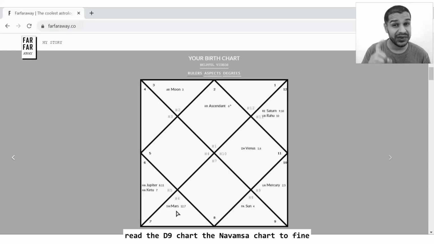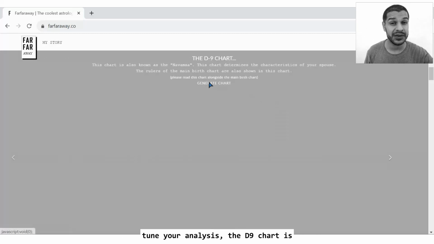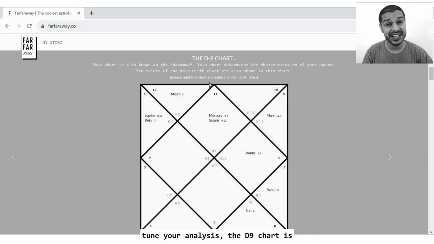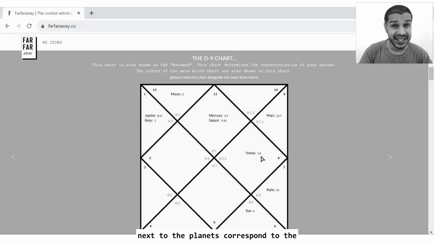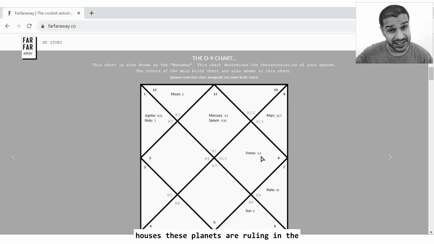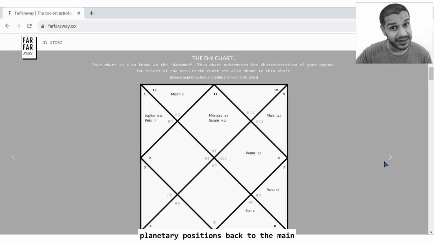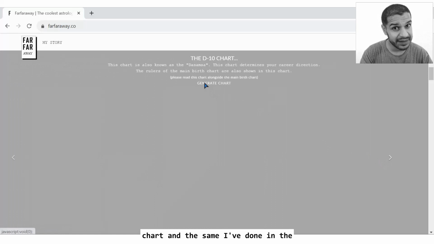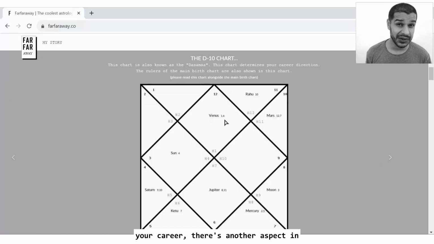You must read the D9 chart, the Navamsha chart, to fine-tune your analysis. The D9 chart is derived from the main chart. The numbers next to the planets correspond to the houses these planets are ruling in the main chart. Here too I'm linking planetary positions back to the main chart. And the same I've done in the Dasamsha, which is more directly linked to your career.